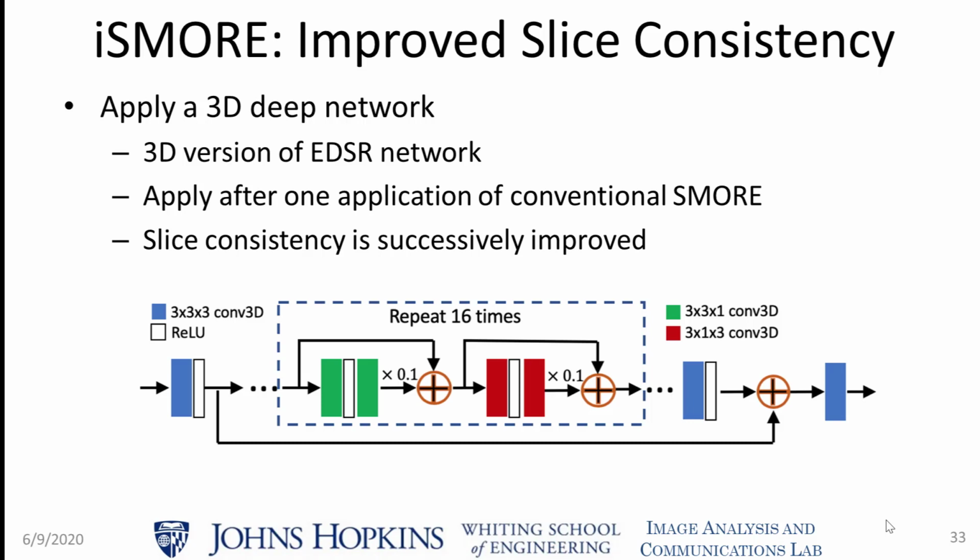Improving slice consistency works by applying a 3D network. We use the 3D version of the EDSR network. But because you're applying it on a rotated data set, it turns out that it doesn't work very well at the beginning where the resolutions are quite anisotropic. You learn it in one direction, apply it in the other direction, just like the previous inconsistency, the 3D network does not work well. So we only apply the 3D network after the first application of SMORE, where the slices are more nearly isotropic in resolution.